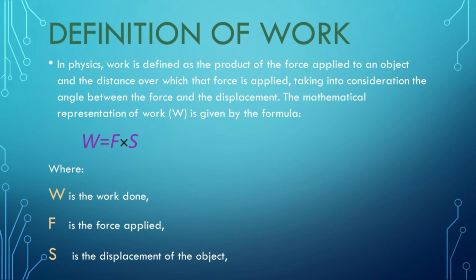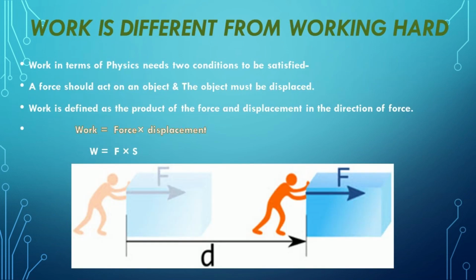Work is a scalar quantity, children. It has only magnitude but no direction. The formula we use for the work is force into displacement. W is equal to F into S. F is force applied, S is the displacement of the object, and W is the work done.